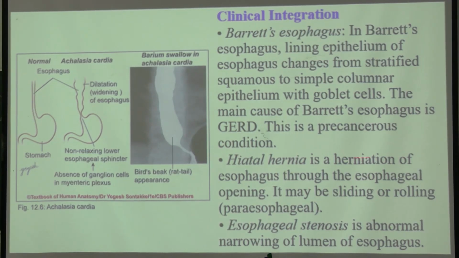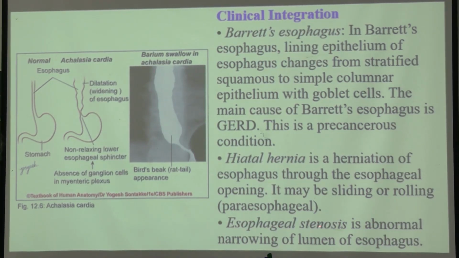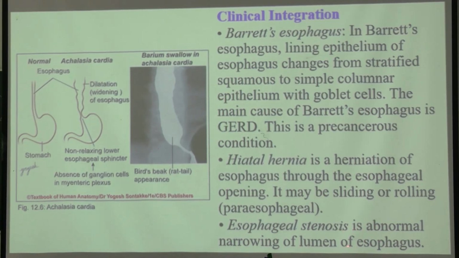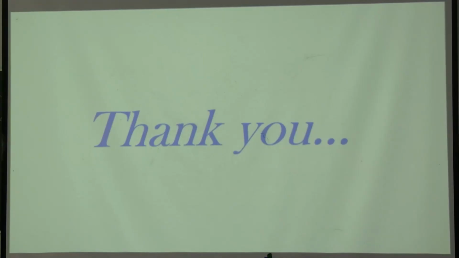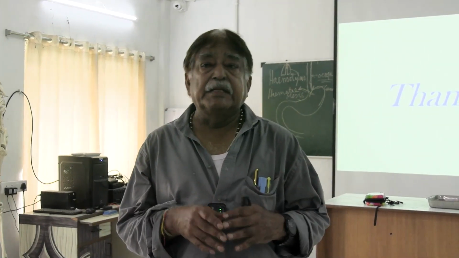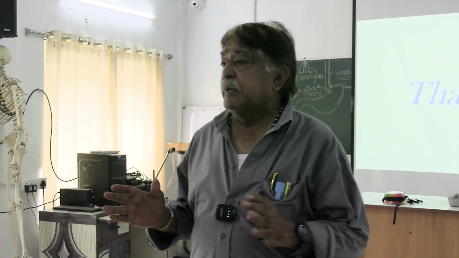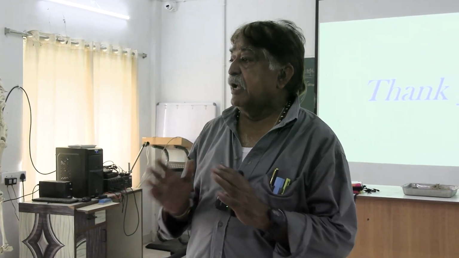Hiatal hernia is a herniation of the esophagus through the esophageal opening. It may be sliding or rolling, paraesophageal. Esophageal stenosis is abnormal narrowing of the human esophagus. So you see the detail. I told you the difference between hematemesis and hemoptysis. And your clinical presentation in the emergencies is very important to do the differential diagnosis between hematemesis and hemoptysis.